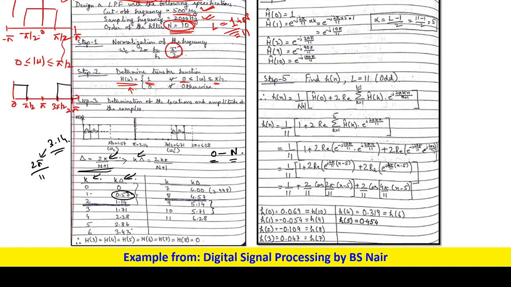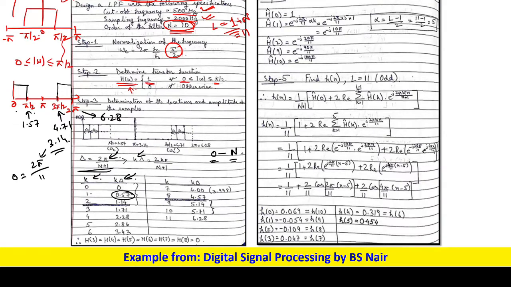Now you have calculated all these things. What is pi by 2? Pi by 2 is nothing but 1.57. What is 3 pi by 2? 3 pi by 2 is 4.71. And what is 2 pi? 2 pi is nothing but 6.28.